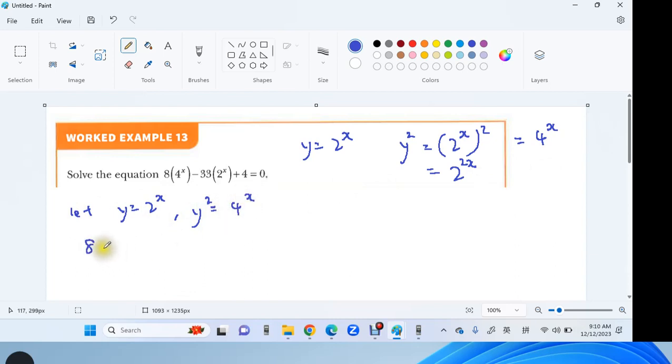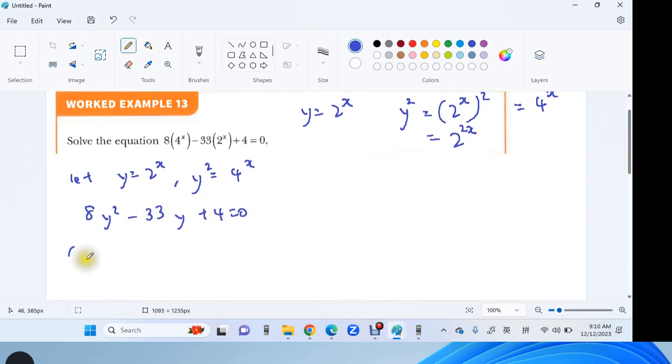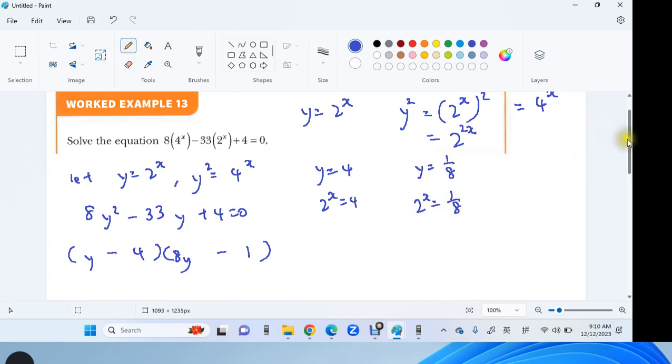Then we have 8y squared minus 33y plus 4 equal to 0. Then we have 8y, 4, 1, minus minus. Then we have y equal to 4, y equal to 1 over 8. So 2 power x equal to 4, and 2 power x equal to 1 over 8.